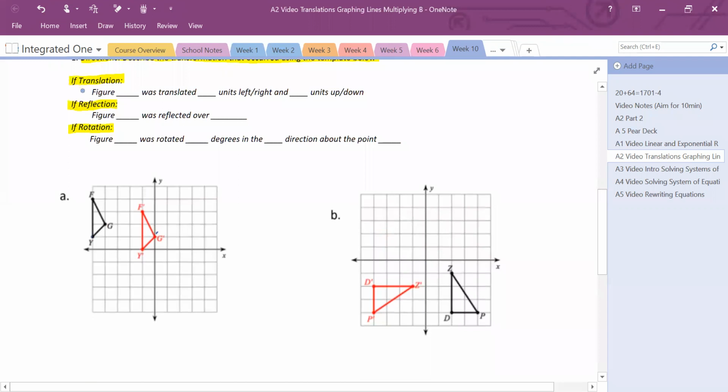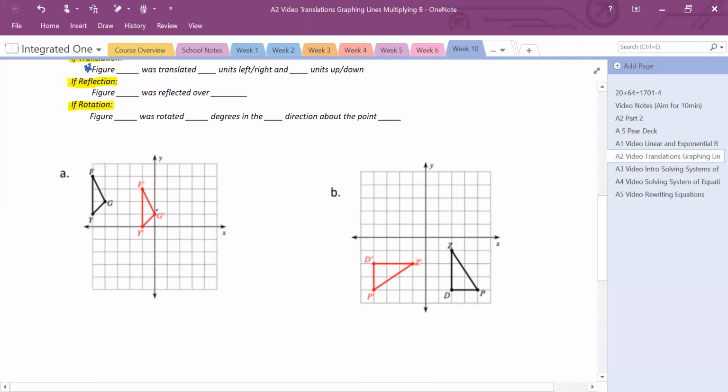So I'm going to use this sentence right here for A. I'm going to say that figure, and when it's talking about the figure, it's talking about the figure that's actually been translated. So figure F prime, G prime, and Y prime was translated.